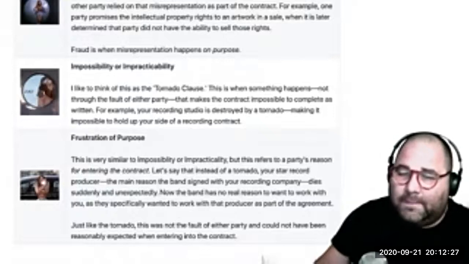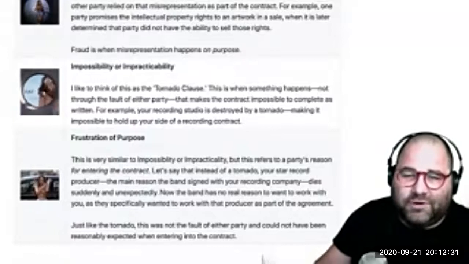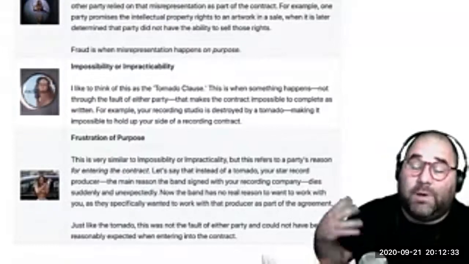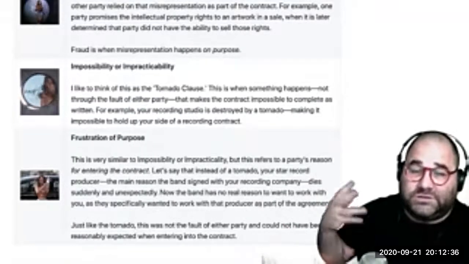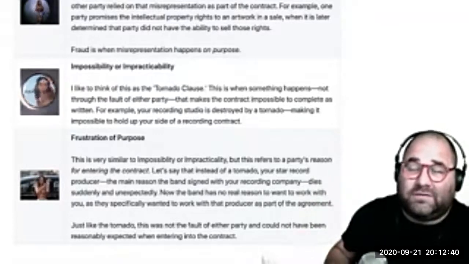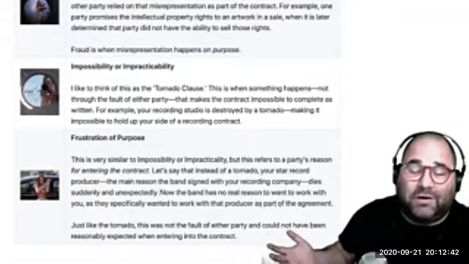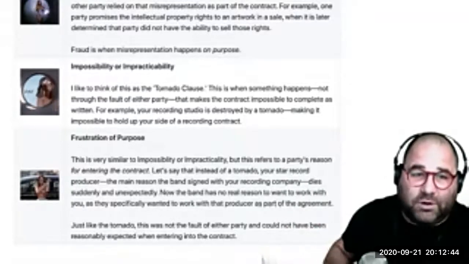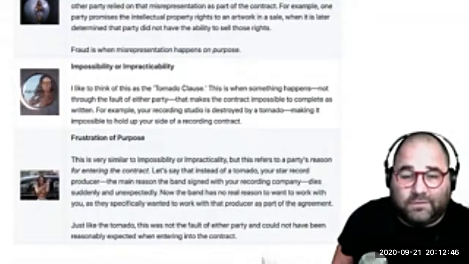But there's no point for the contract to keep going forward. So it's frustration of purpose, which is different. It's not impossible to make it. It's not like there was such a terrible thing that you couldn't possibly fulfill the contract, but the reason to be in the contract isn't there anymore. That's frustration of purpose. So that's it for legal agreements.